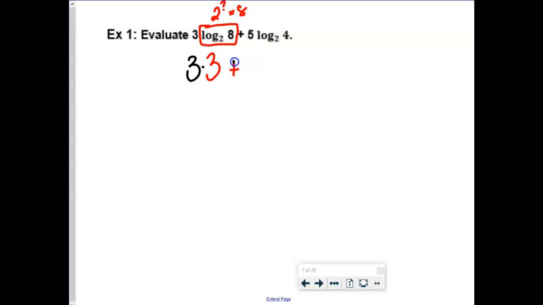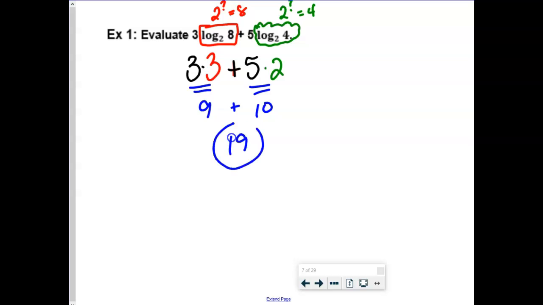Plus 5. And then let's hold off on a minute. Right here, this is something you can do in your head. 2 to what mystery power gives you a 4? It's a 2. So this problem really says 9 plus 10, better known as 19. So this is the kind of stuff we're going to make you do on Wednesday, okay? And if you're like me, you're going to screw up on 3 times 3 and call it 6, because that's the kind of stuff I do. Okay, so just be careful that you're executing the logarithm properties properly, but you're also careful that you remember how to multiply and add. That's that too.